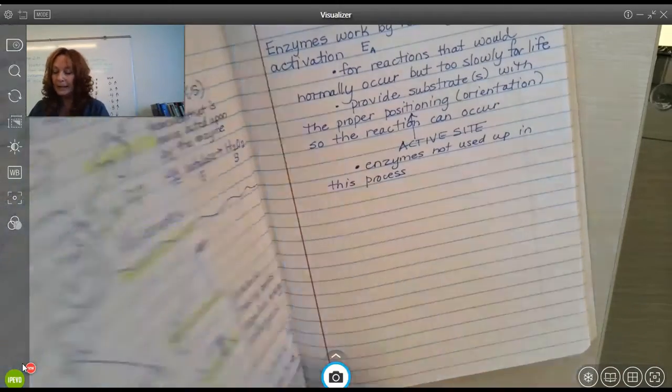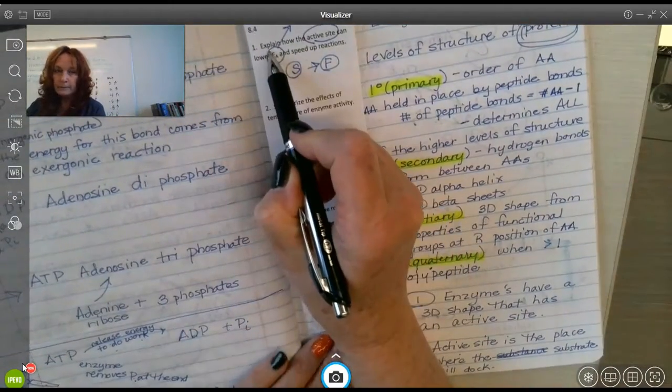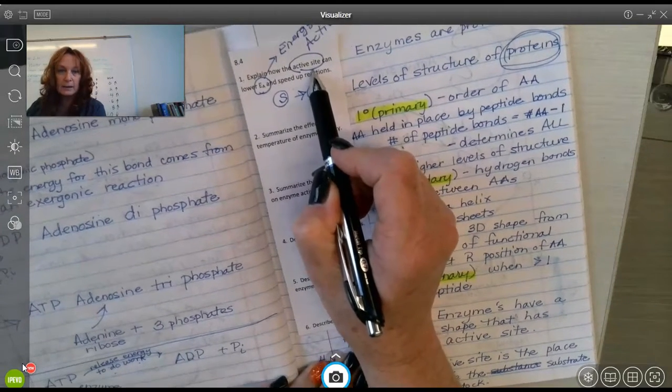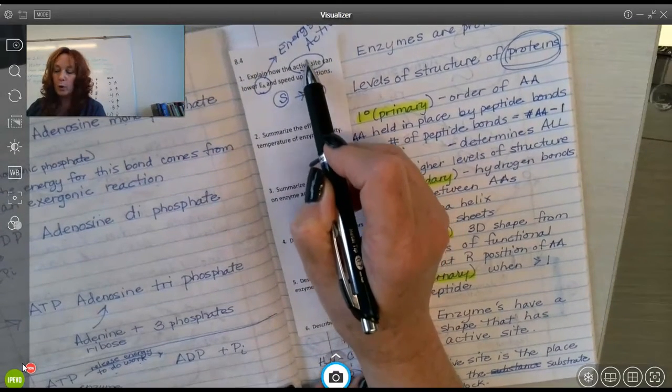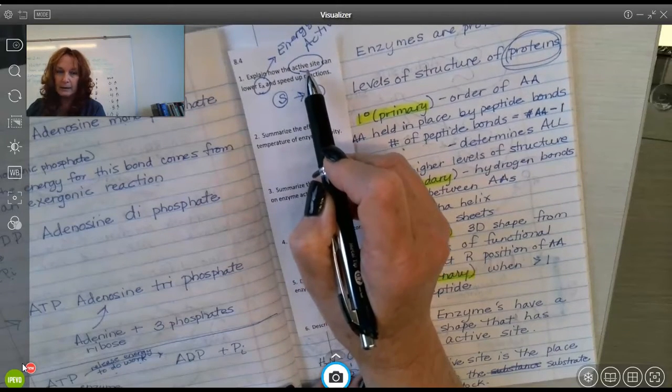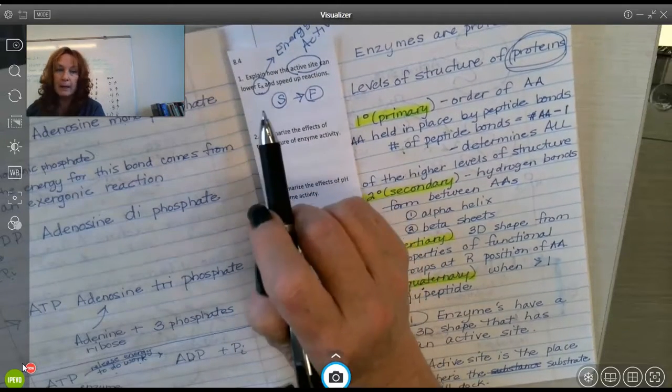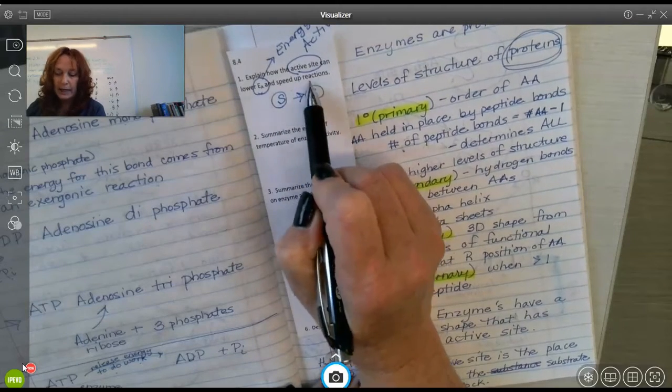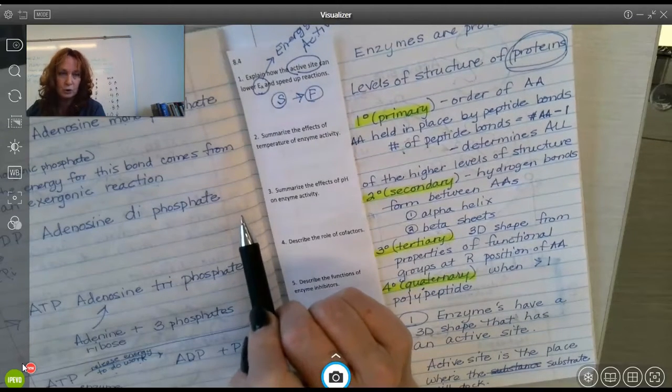Okay, so we've answered 1. The active site is the location where the perfect position is given to the reactant or the reactants so they can do their thing and have the reaction they would normally have just too slowly.